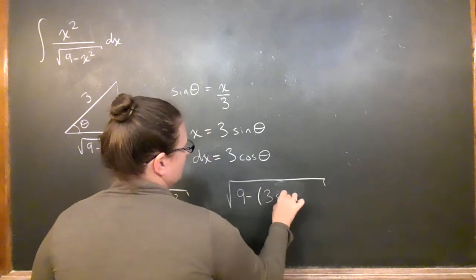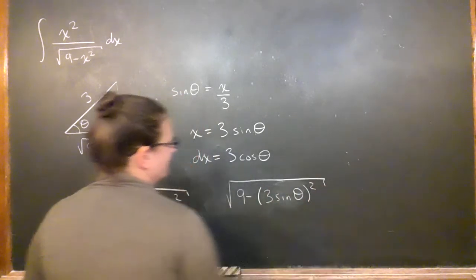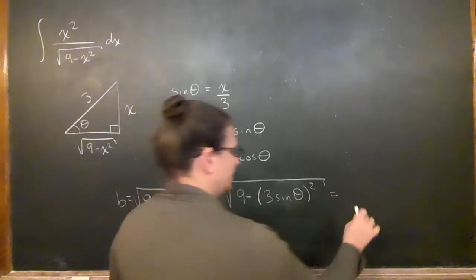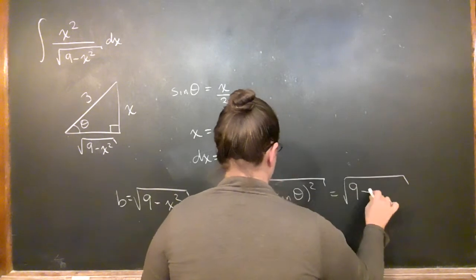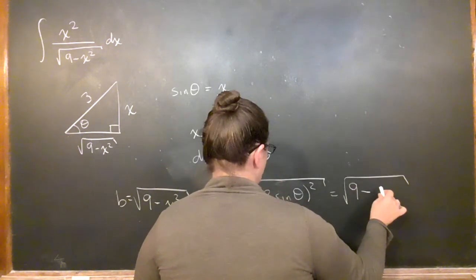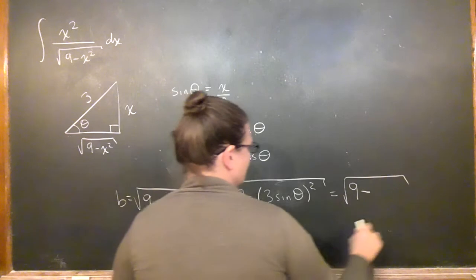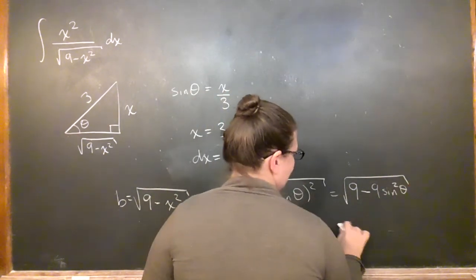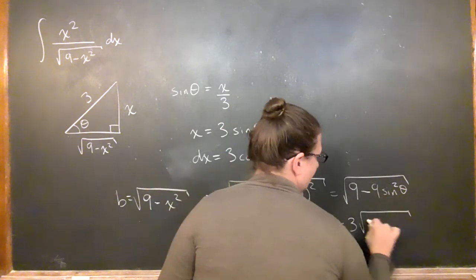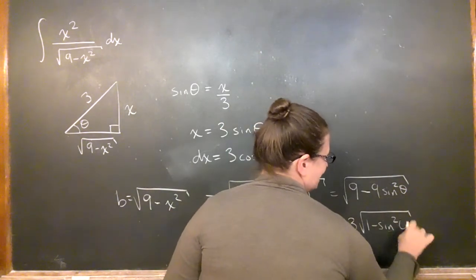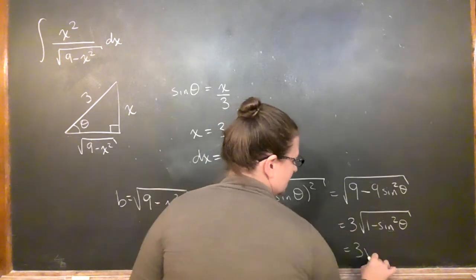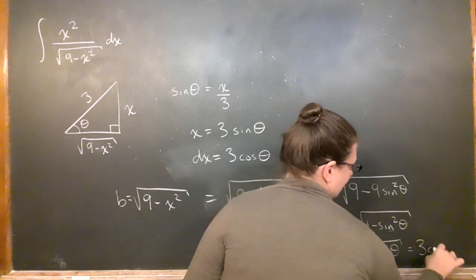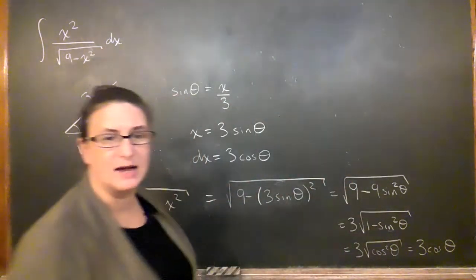So let me do it right now, because now I have to do it the whole way to tell you that it really does work. Okay, so what you have here is going to be the square root of 9 minus 9 sine squared theta. That's going to be 3 times the square root of 1 minus sine squared theta. Well, that's just cosine squared, right? So this is 3 times the square root of cosine squared theta. So this is 3 cosine theta. All right, that worked out.